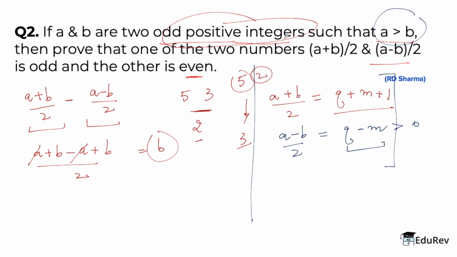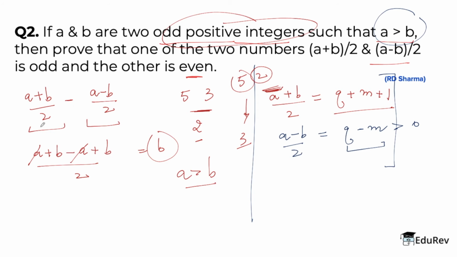So if they are two odd positive integers and if A is greater than B, then one of the numbers, (A plus B)/2 and (A minus B)/2, needs to be odd. And if one of those numbers is odd, then the other has to be even. Got it? Okay, I'll just explain once more.